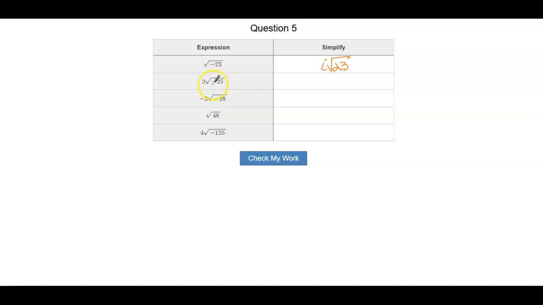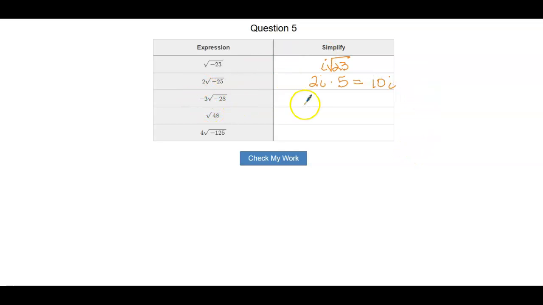Again, on this one, we have the square root of negative 25. So that negative is going to become an i. And then we have to multiply that times the square root of 25, which in this case is 5. So that would give us 5i.